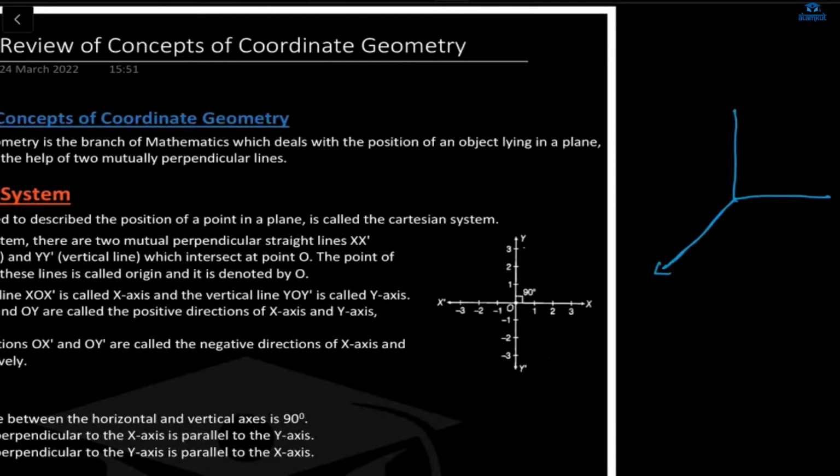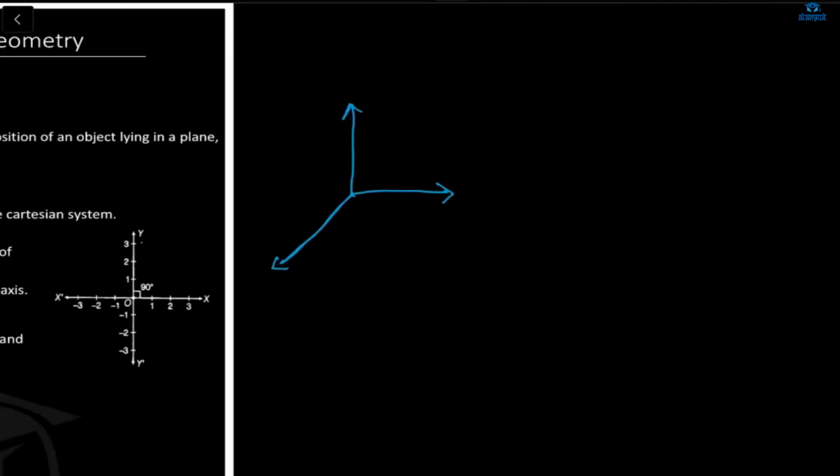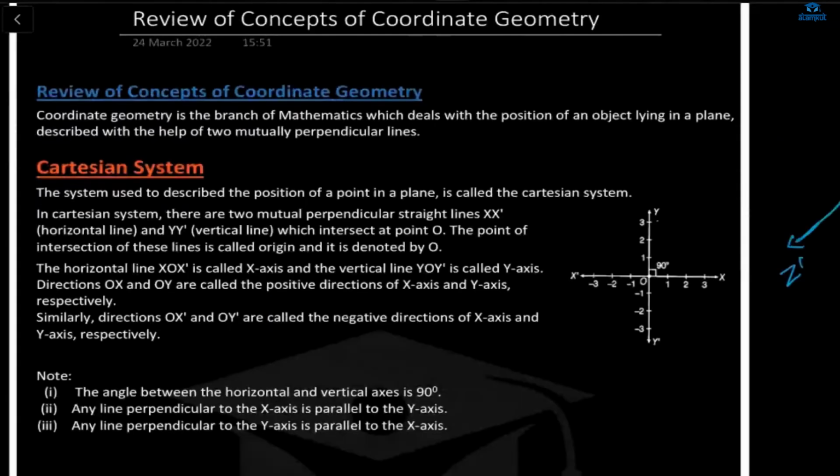Because we have 2D, we have to represent that 3D in 2D only. So this is a way to represent that. This is your x-axis, y-axis, and z-axis. The position of an object in a plane, that is called your coordinate geometry.